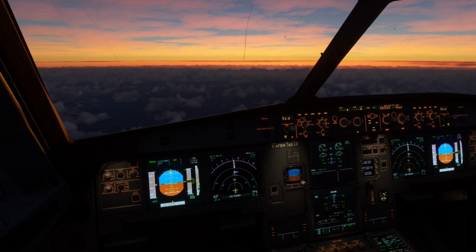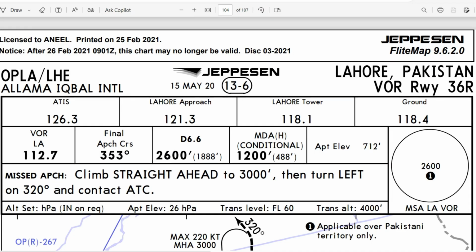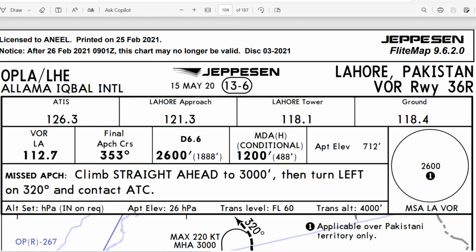So let's go through a VOR approach plate for more clarity about this approach. Let's start from the left side. OPL is an airport designator, which is Allama Iqbal International Airport located at Lahore in Pakistan. VOR runway 36 right is an identification of the approach plate, that you are flying a VOR approach on runway 36 right. Now if we look towards the first bar, here are some set of frequencies given.